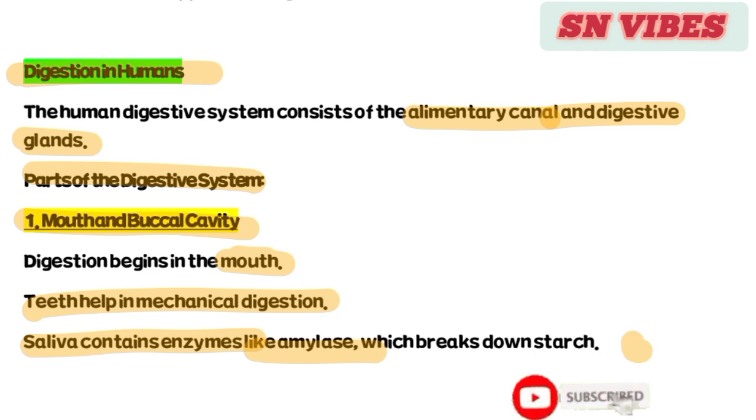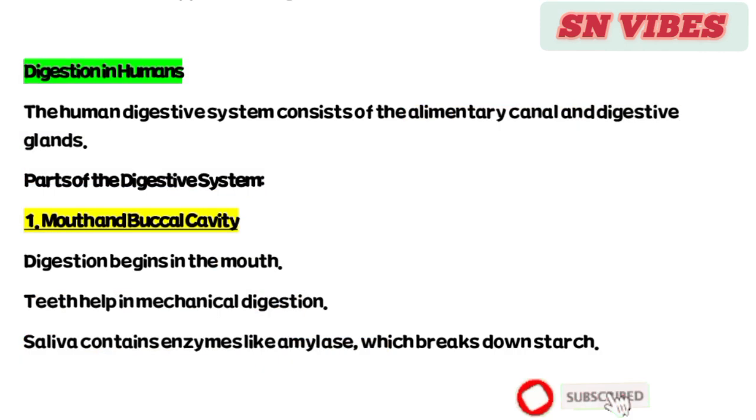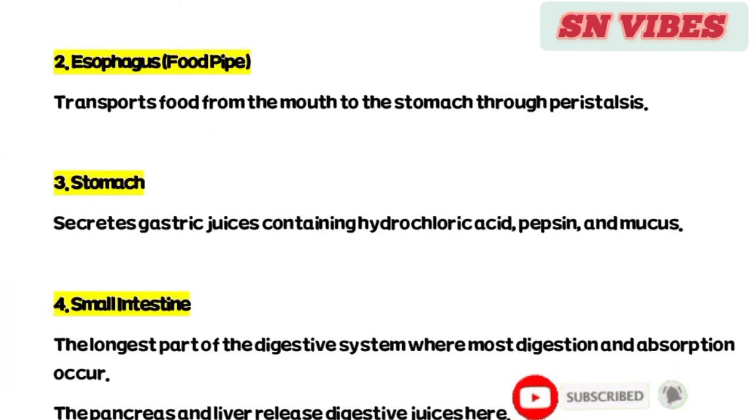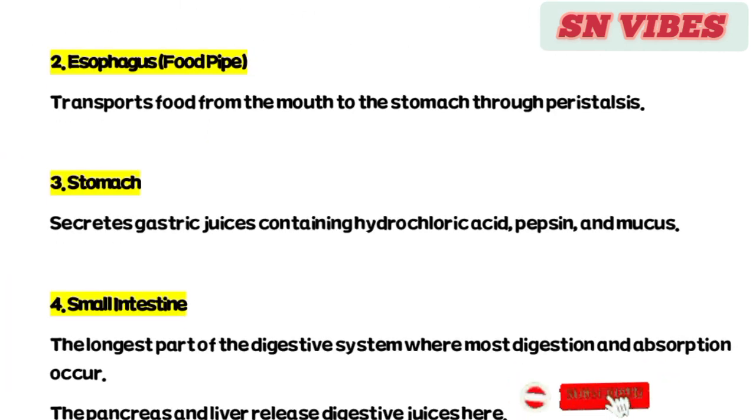This is an important question. In the digestive system, the first part where carbohydrate is digested, they will ask this question. The answer is the mouth. With the help of which enzyme? That is salivary amylase. Next, the second part is the esophagus. Some of them type esophagus with the starting letter O.